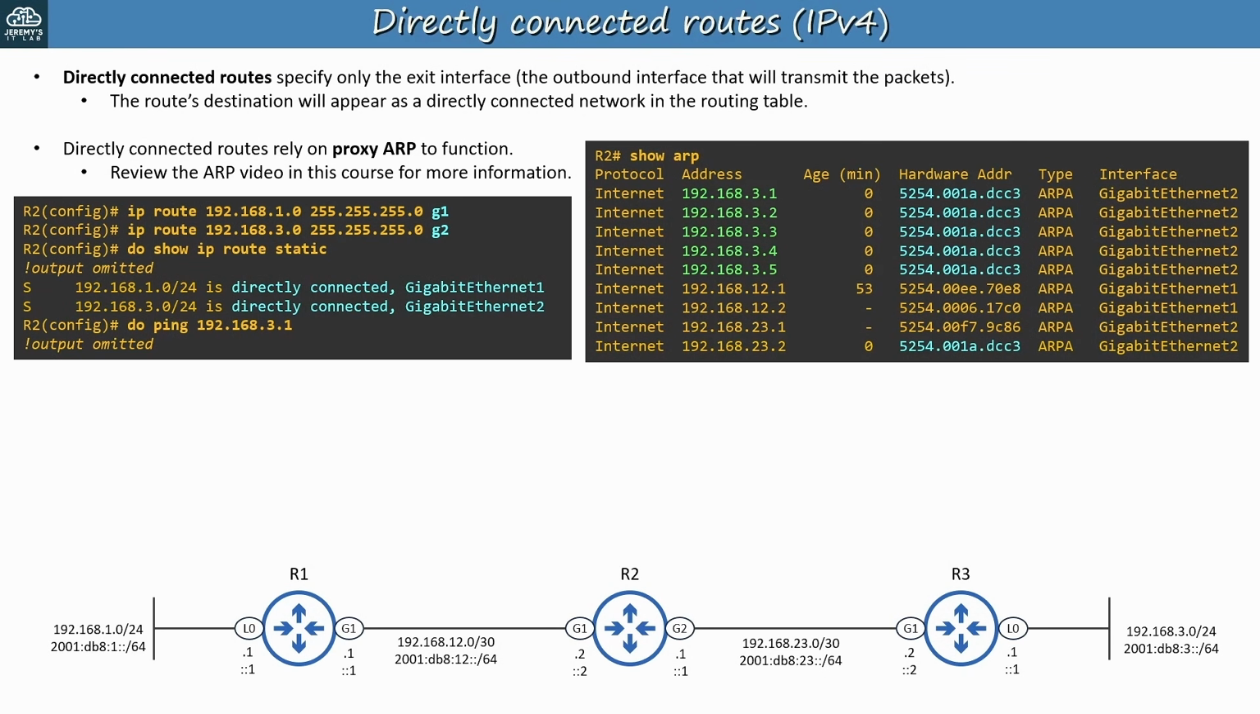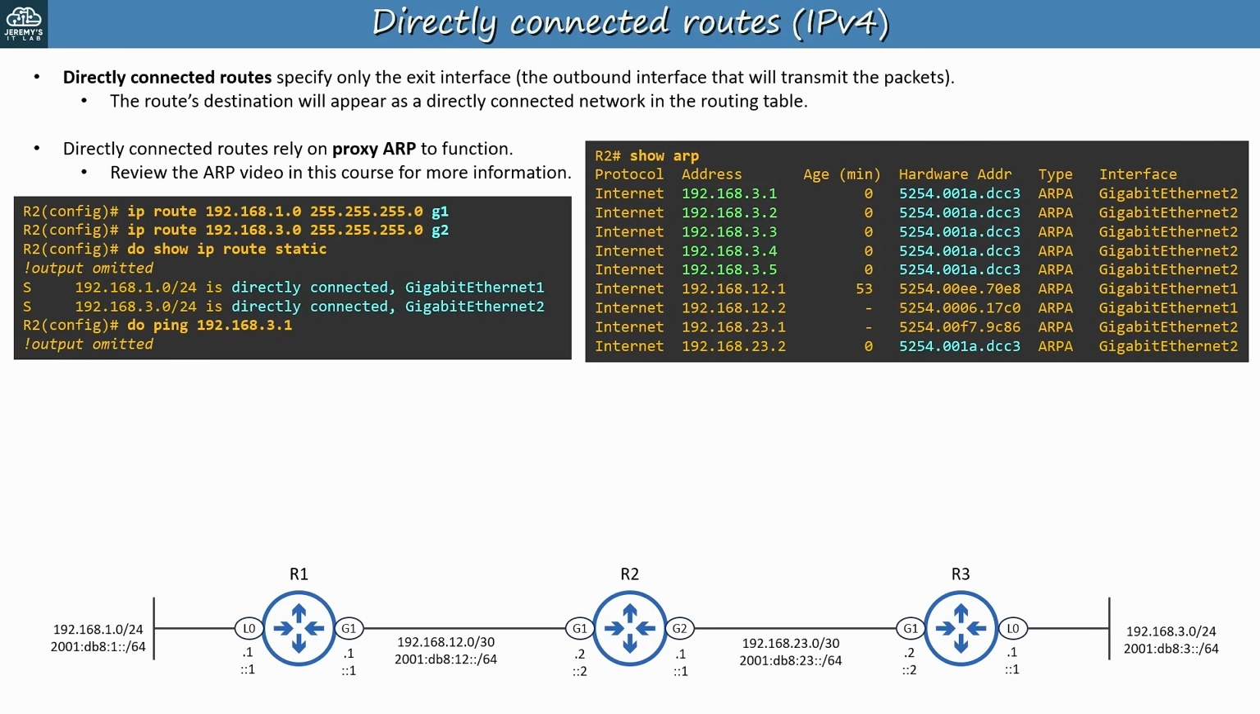I pinged 192.168.3.1, 2, 3, 4, and 5, as well as R3's G1 interface at 23.2. Notice that they all share the same MAC address. That's the address of R3's G1 interface. Proxy ARP is enabled on R3 G1, so it replied on behalf of the IPs in the 3.0/24 subnet.